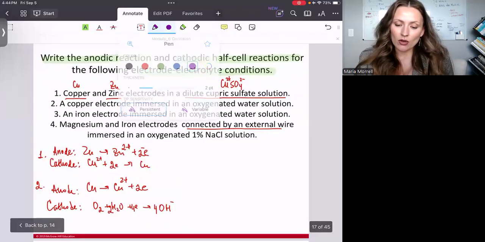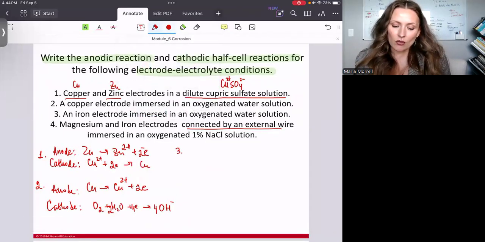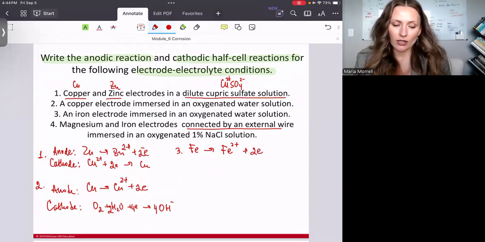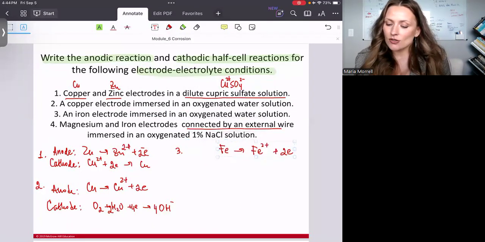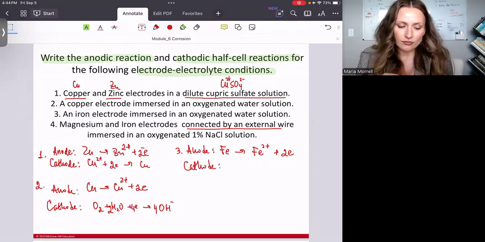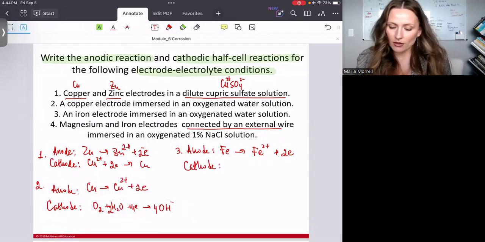Now, moving on to the third question. We have an iron electrode immersed in an oxygenated water solution. Easy, right? First, I'm going to assume that my iron is 2 plus, unless I'm given other information. And then in here, I forgot to write down anode again. I should stay diligent, it's really important, because I know that if I don't write it, you won't be writing it either. And cathode, the beauty of technology, copy, paste.